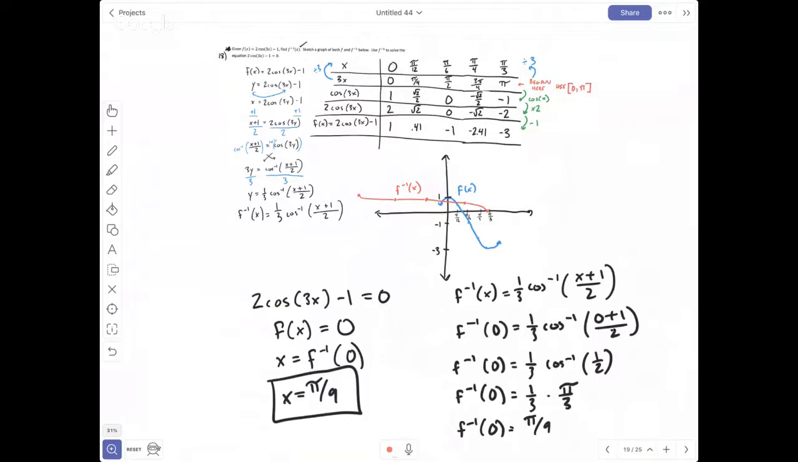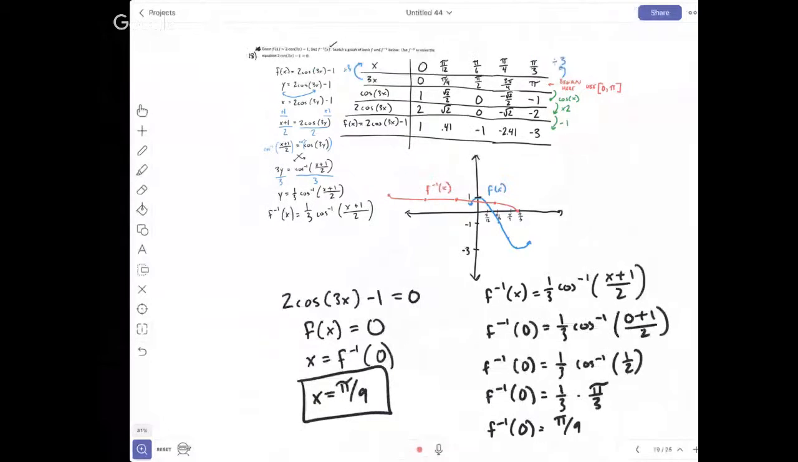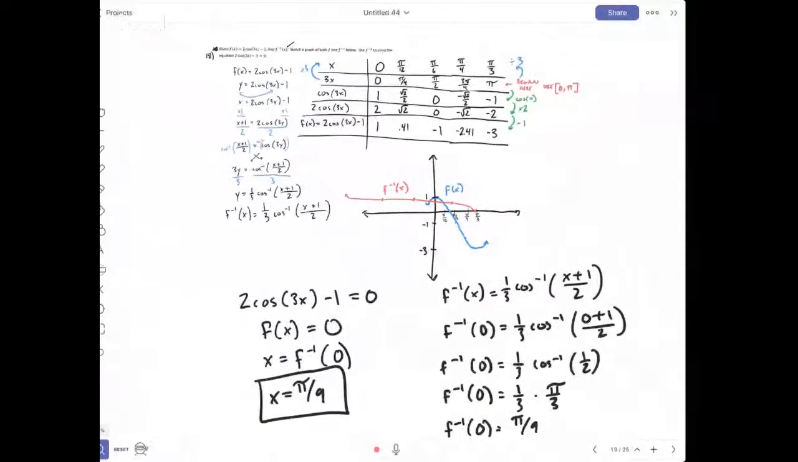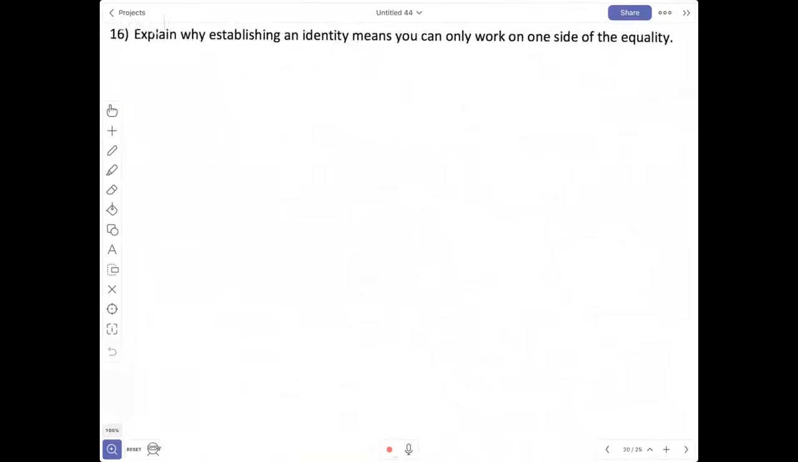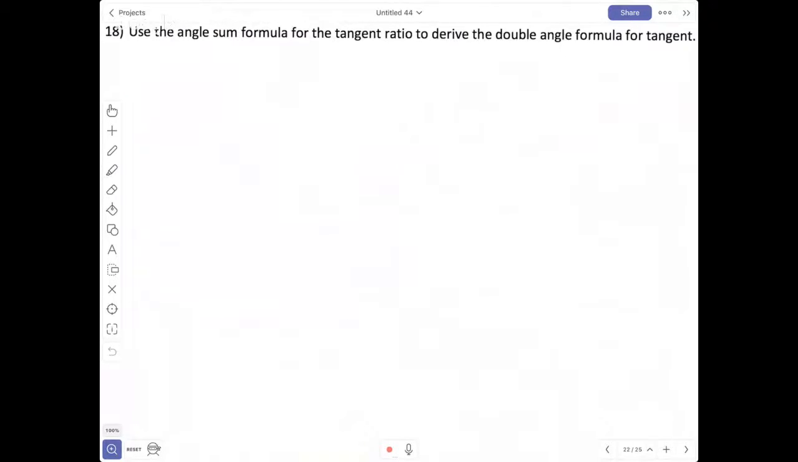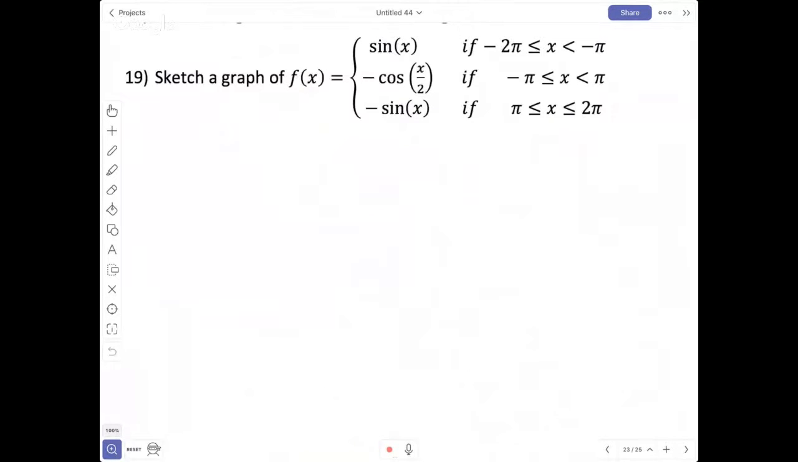The last one that was specifically requested. Let's see. I covered the two Katie wanted. I covered the one Melissa wanted, and Elizabeth said 22. So 22, the graph of the piecewise function. So that was this one.